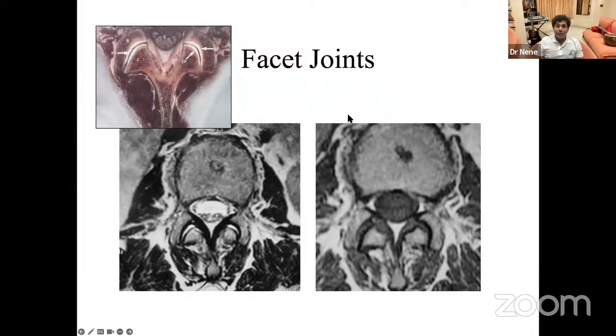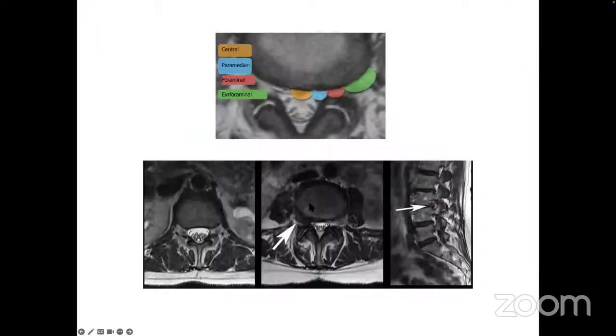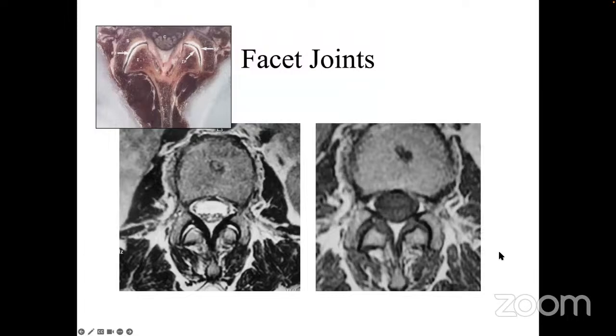Train your eyes to look at the orientation of the facet joint, how smooth they look. Yes, question. Say again.